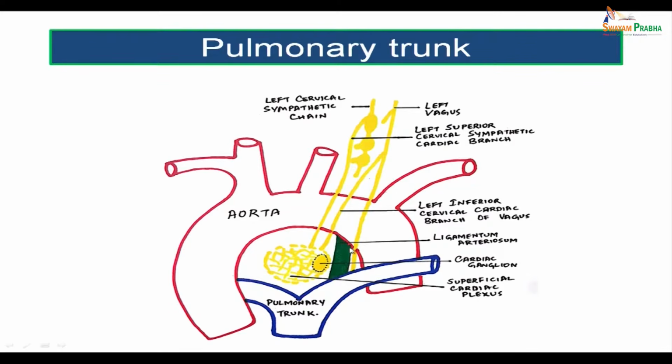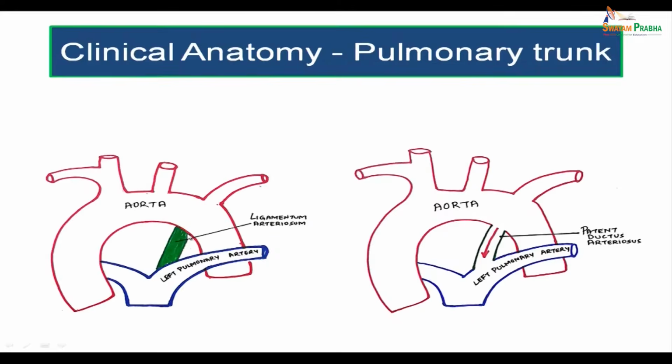This is hooked by the left recurrent laryngeal nerve, which is a branch coming from the left vagus. Medial to the ligamentum arteriosum is the superficial cardiac plexus. Very close to the ligament within this plexus lies the cardiac ganglion of Risberg. The ligamentum arteriosum is a remnant of the ductus arteriosus which is seen in fetal life.